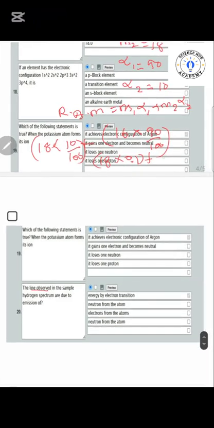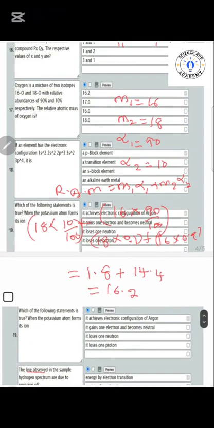So let's sum them all together. That will be 18 multiplied by 0.1, plus 16 multiplied by 0.9. So let's multiply them all together. This will give us 1.8, right, plus 16 multiplied by 0.9, that gives us 14.4. So let's sum them all together. That is going to give us 16.2. So this implies that the answer to question 17 is 16.2. So that's how to solve that.